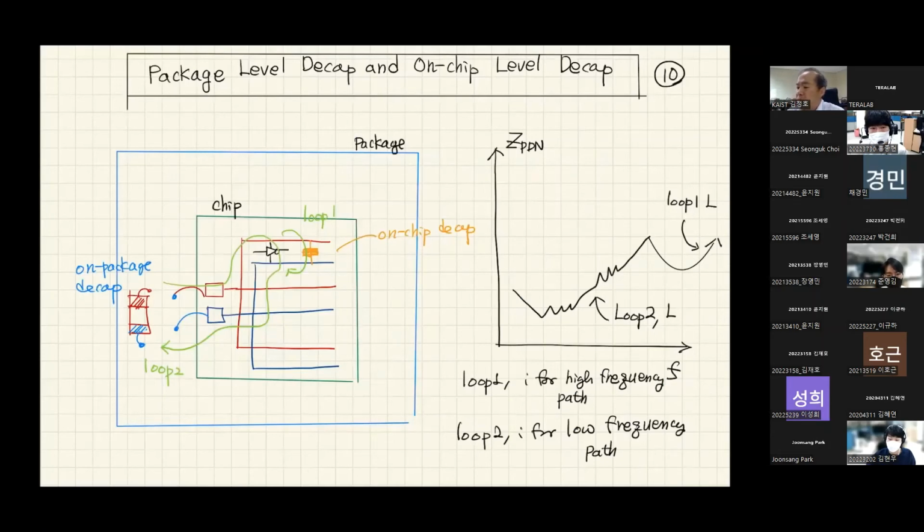Now, so far we were talking about on-chip PDN. I was talking about on-chip PDN. That means now I want to talk a little bit about on-package PDN together.